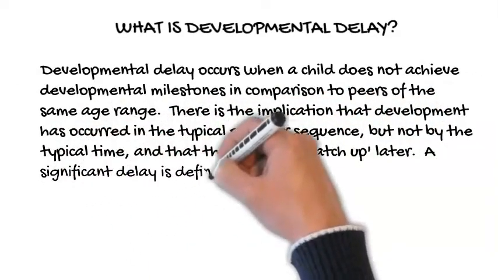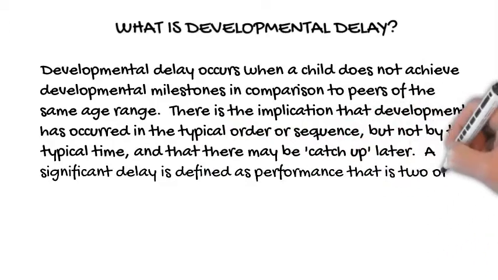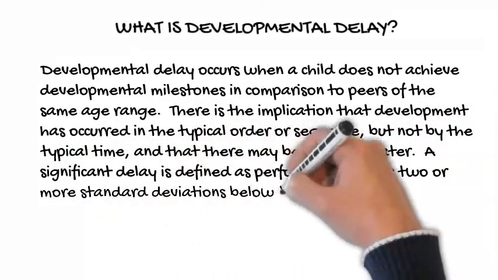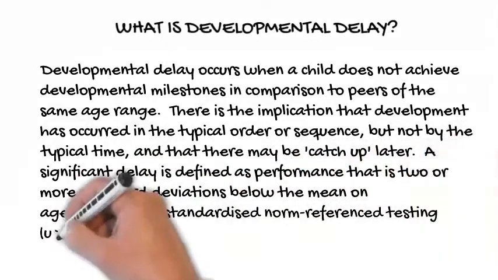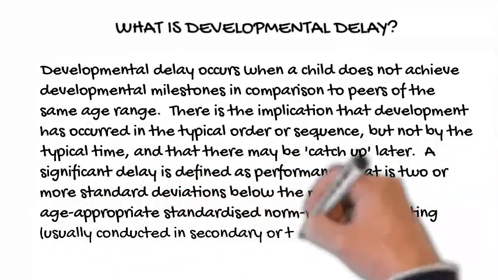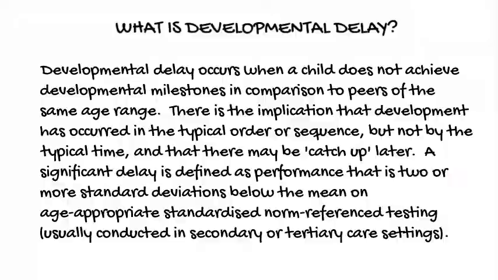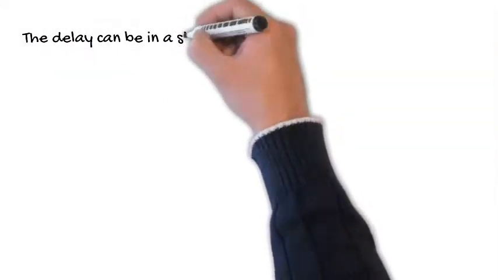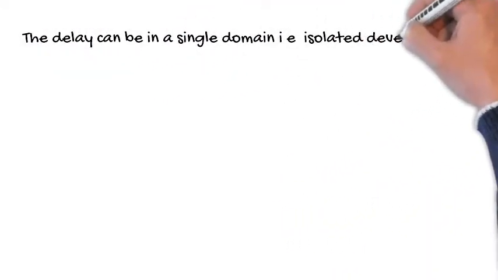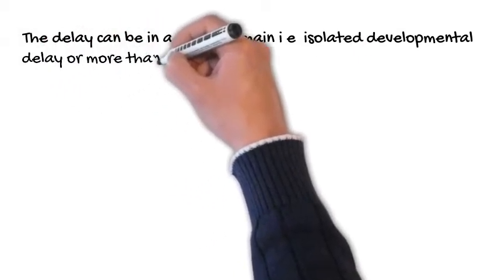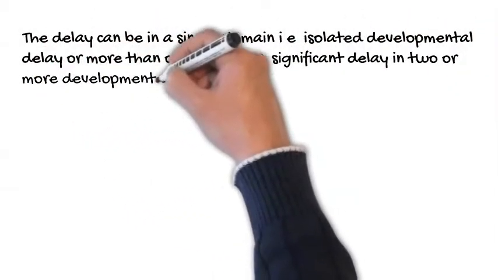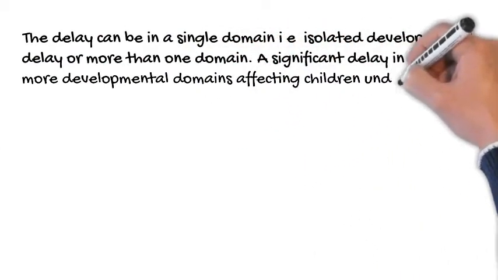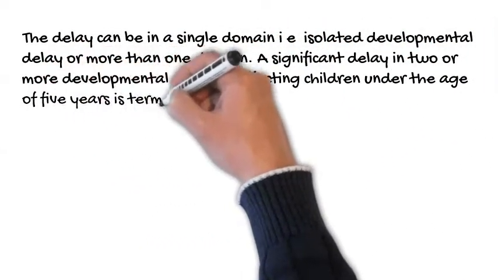A significant delay is defined as performance that is 2 or more standard deviations below the mean on age-appropriate standardized norm-referenced testing, usually conducted in secondary or tertiary care settings. The delay can be in a single domain, i.e. isolated developmental delay, or more than one domain. A significant delay in 2 or more developmental domains affecting children under the age of 5 years is termed global developmental delay, or GDD.